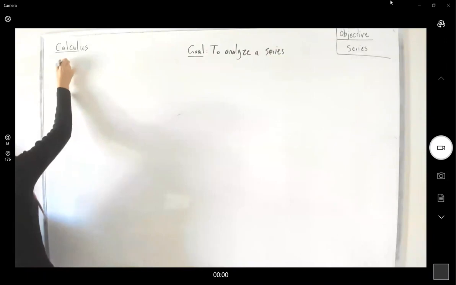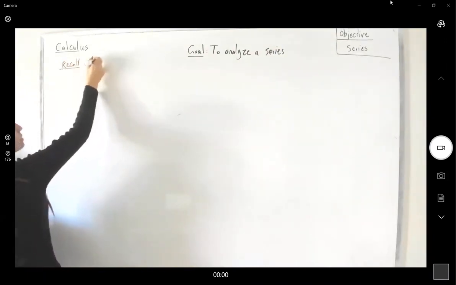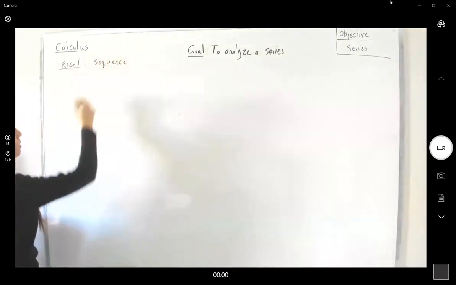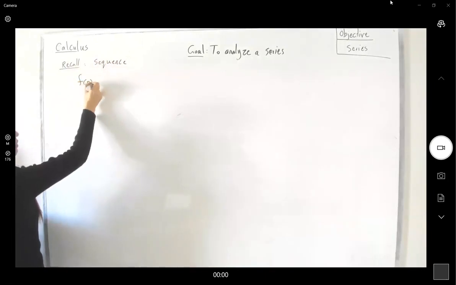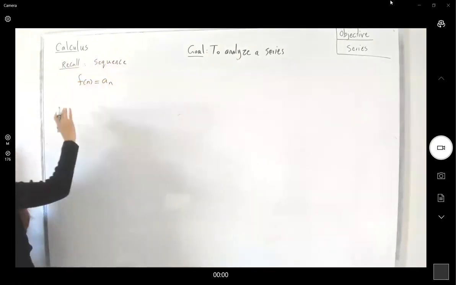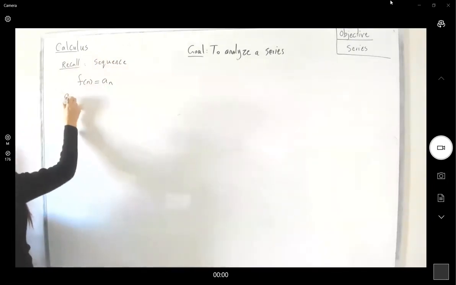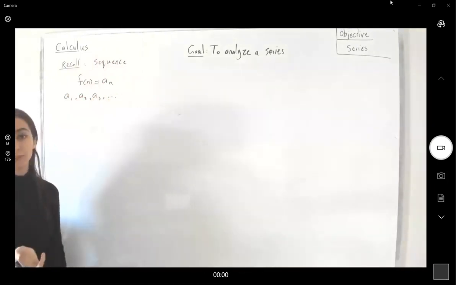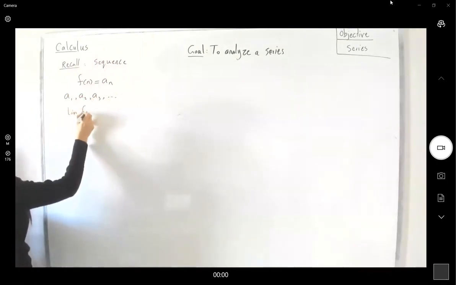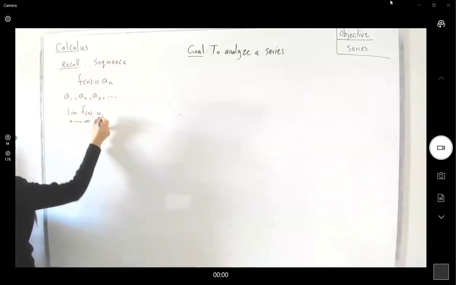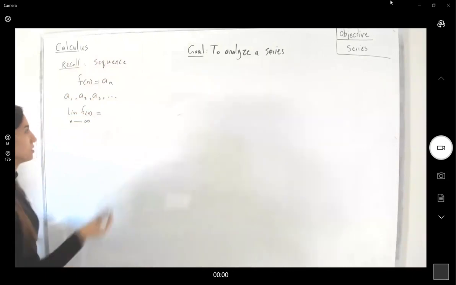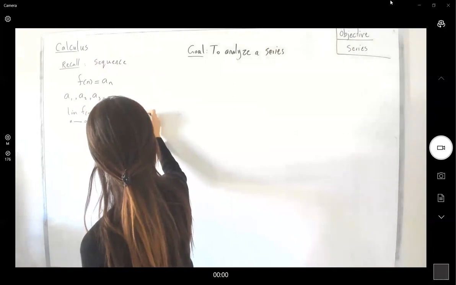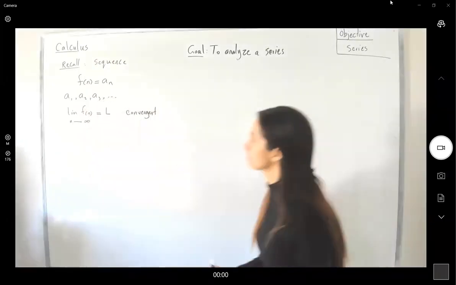Well, recall that we defined a sequence by listing the terms of that sequence. Suppose you have a sequence, f of n is equal to a sub n. So we list the terms of the sequence, a sub 1, a sub 2, a sub 3, and so on. What we do, we take the limit of this function. If the limit exists, if it's a unique number, we say that we have a convergent sequence. And that's it for us.